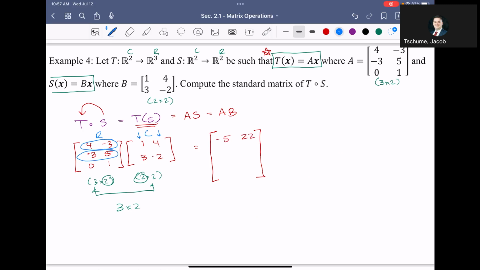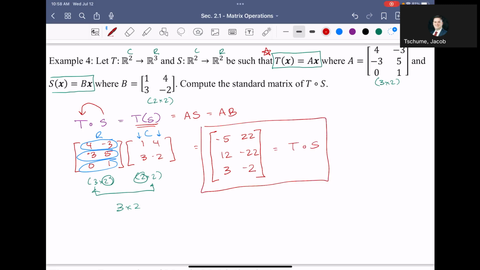Move down to the second row and repeat the process. So second row by first column should be negative 3 plus 15, which is 12. And then second row by second column should be negative 12 minus 10, which is negative 22. And then finally, move to the third row. So [0, 1] times [1, 3] would just be 3. And [0, 1] times [4, -2] would be negative 2. And so this is equivalent to the transformation T of S by using our matrix multiplication definitions here.